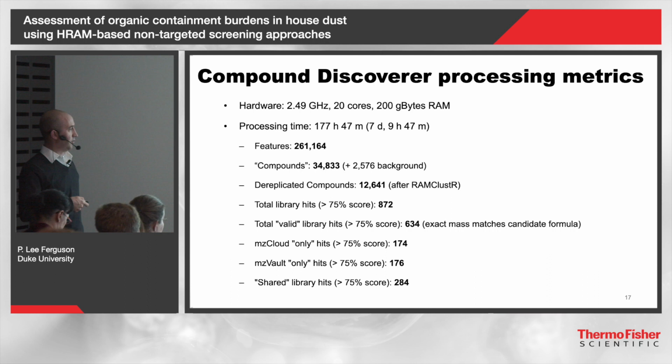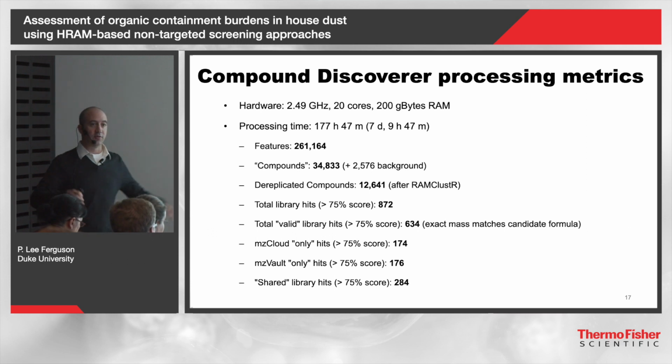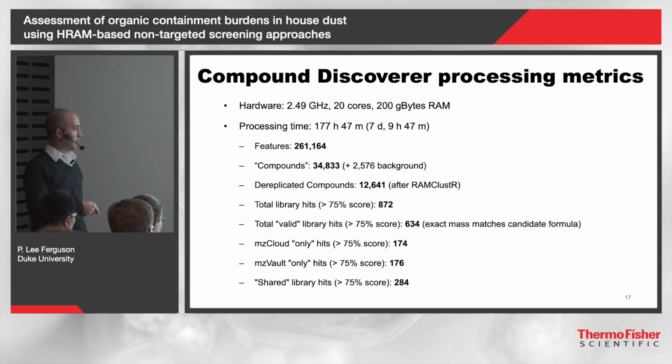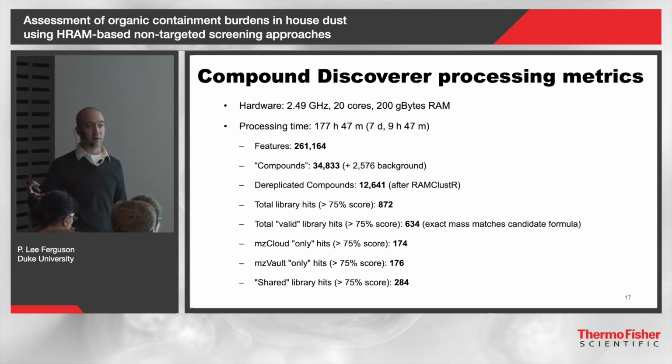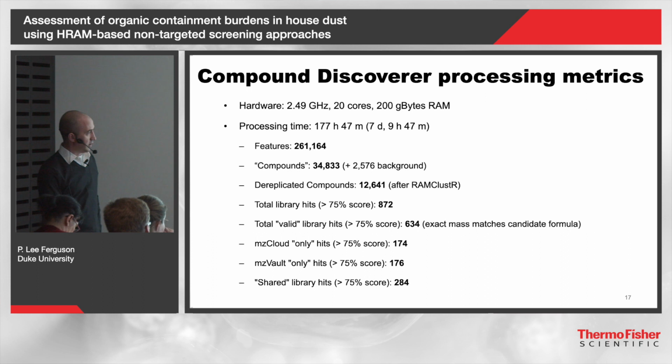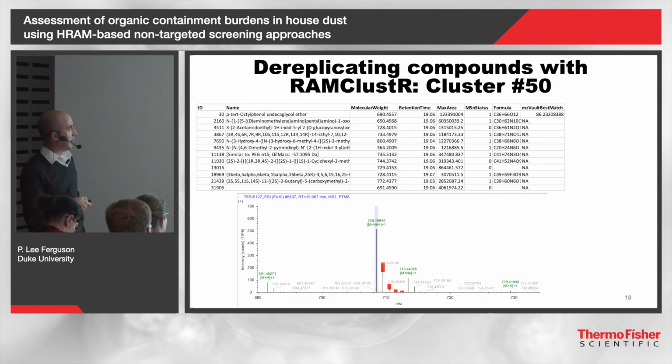If you look at the MZ Cloud only hits, so if we only had MZ Cloud, we got 174 unique to MZ Cloud, and we had 176 unique to MZ Vault. So you can see that this MZ Vault included our NIST and our MassBank spectra. And you can see that they're quite complementary. The shared library hits was about 284. So if we used only MZ Cloud, we would have gotten about 450 hits. If we used only MZ Vault, that is NIST and MassBank, we would have gotten also about 450 hits, but they would have been different. So it's important to use both of these. That really helped us with our hit rate.